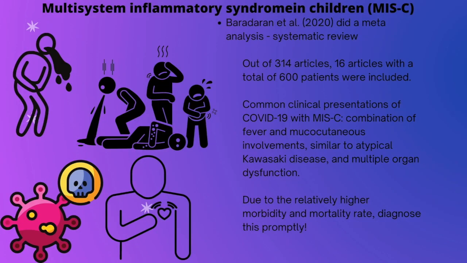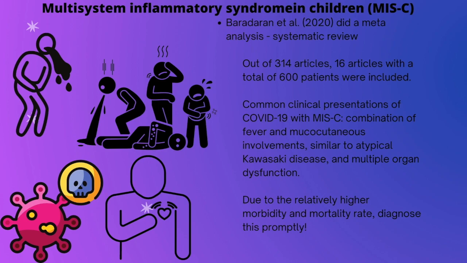So a study done by Bardar et al. did a meta-analysis systematic review that out of 314 found articles, 16 articles with a total of 600 patients were included in the study. The most common presentation was fever, which was 97%, followed by GI symptoms, which was 80%. Skin rashes were 60%, as well as shock, which was 55%. Conjunctivitis was 54%, and respiratory symptoms were 39%.